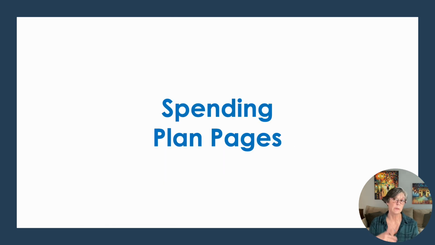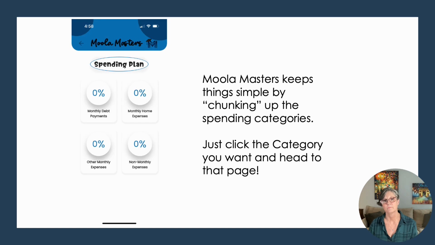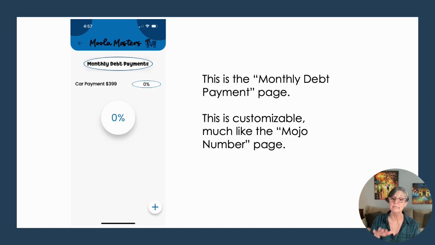Let's take a look at the spending plan pages next. The goal at Moola Masters is to make sure that everything is simple and easy to deal with and understand. So what we do when it comes to budgeting is we create chunks of different types of expenses. In this case, all you have to do is click one of those buttons like the monthly debt payment to go to that page. This is the monthly debt payment page, and it's just as customizable as that Mojo Number page.